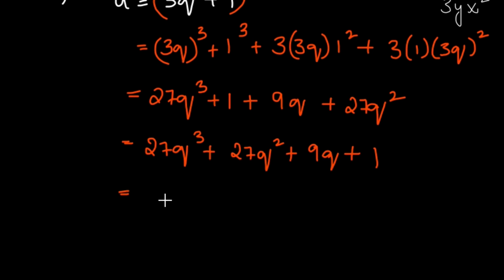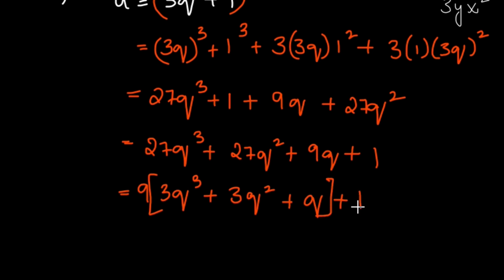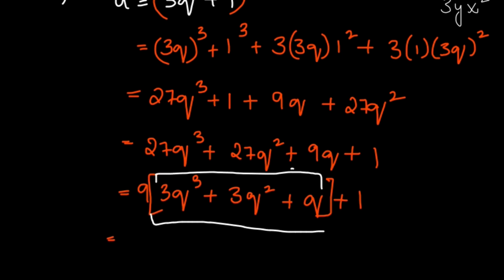Now, taking 9 as common, we get, here we are left with 3q cube plus 3q square plus q plus, क्लोज ब्रैकेट प्लस 1. अब हम क्या करेंगे, इस होल टर्म को m बना देंगे. दिस होल टर्म इज m, देन वी गेट 9m plus 1.